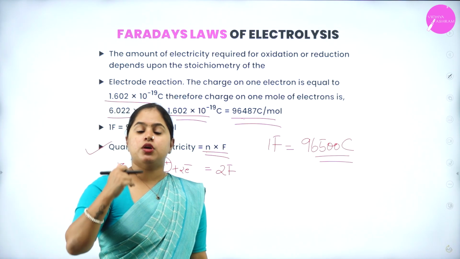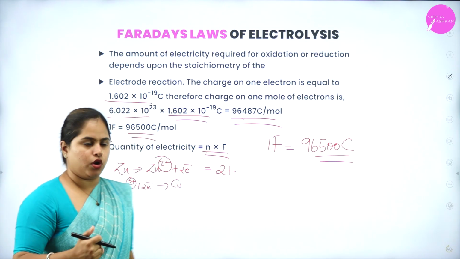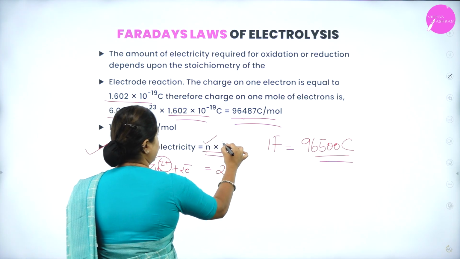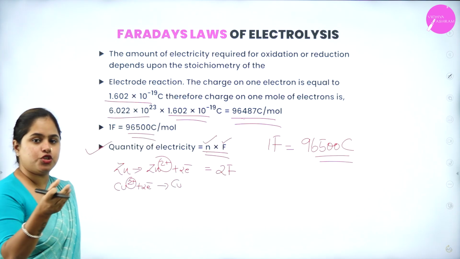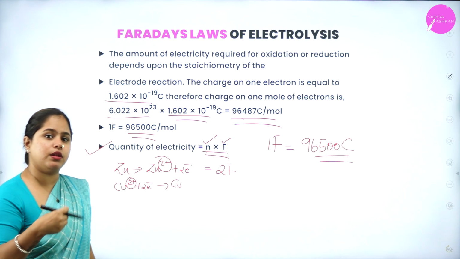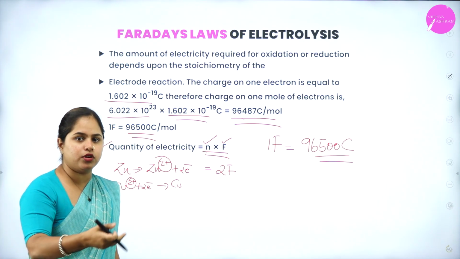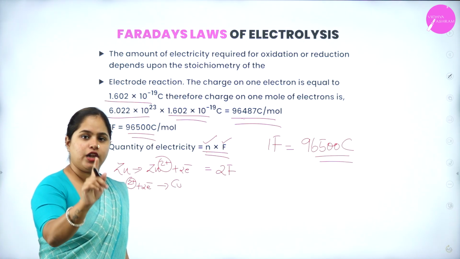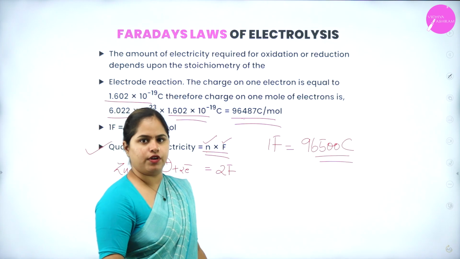So, it also depends upon the number of electrons which are involved. The quantity of electricity will be N into F. Okay, so it's not just F we are calculating, it will be N into F. It depends upon the number of electrons also. And the value of 1 farad is 96,500 coulomb.